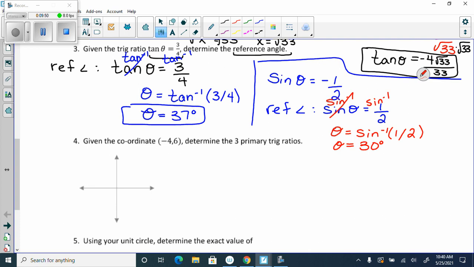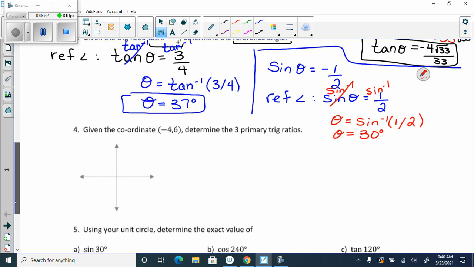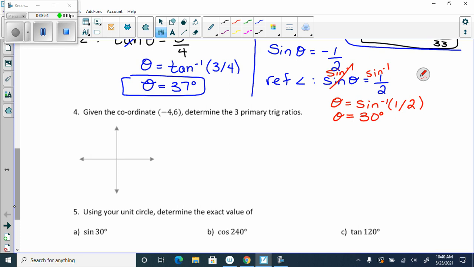The next one says, given the coordinate -4, 6, determine the primary trig ratios. So the first thing we're going to have to do is draw it. Now, if I don't show the Cartesian plane, you have to know to draw it. So when I put the Cartesian plane, it's there for you to remember.